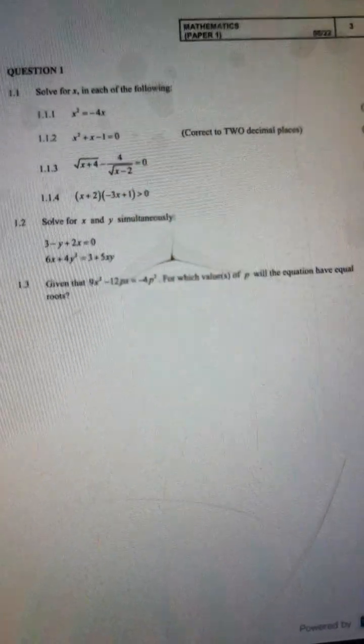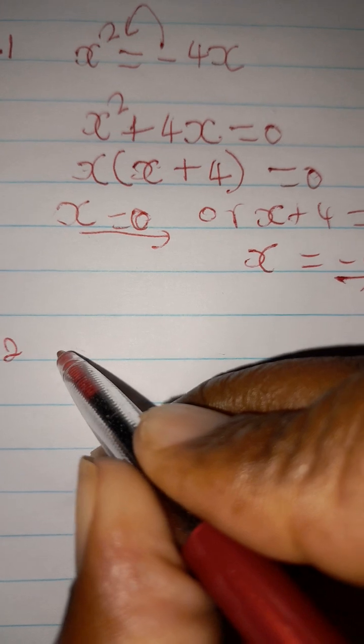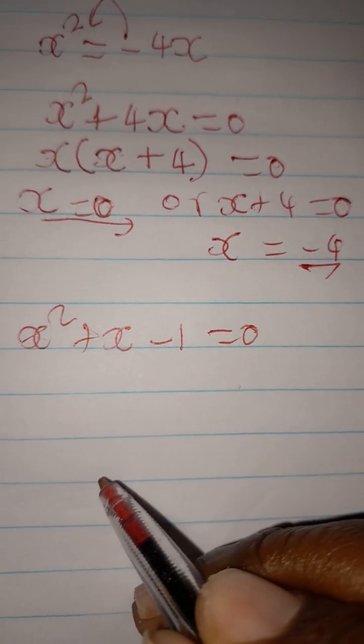Our second equation is given as x squared plus x minus 1 equated to 0. They said correct to 2 decimal places. Let me write it well so that you can see it clearly. This is 1.1.2: x squared plus x minus 1 equals 0. We need to solve, and they said correct to 2 decimal places.